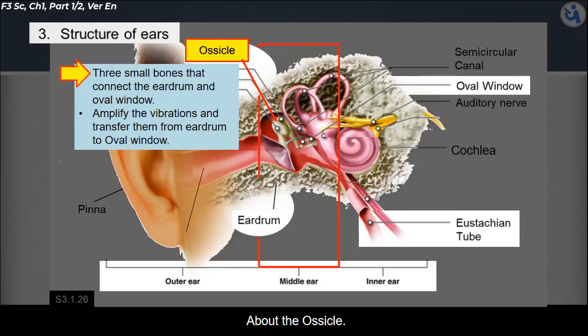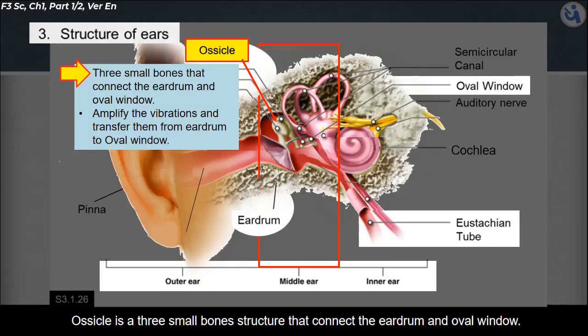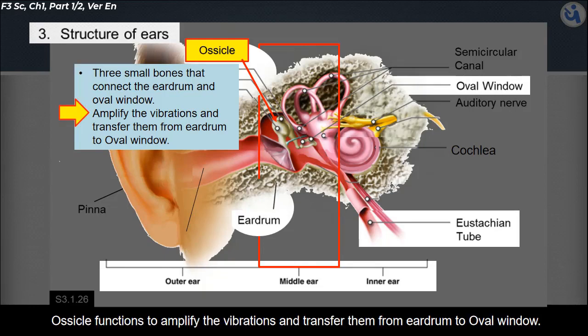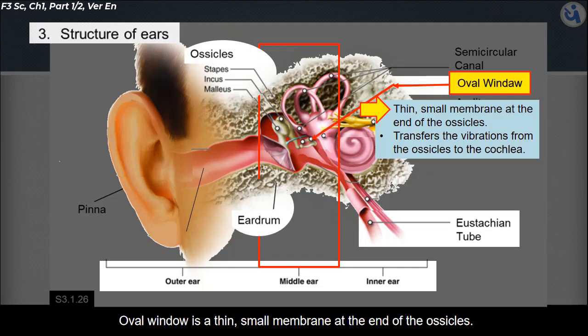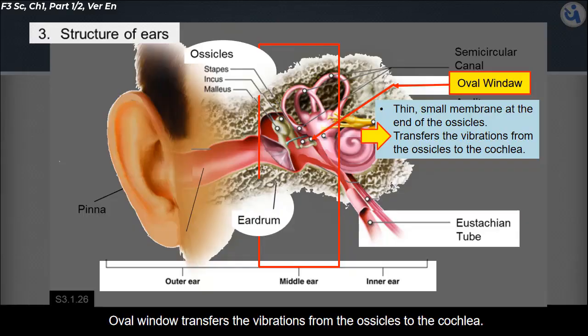About the ossicles. The ossicles are three small bones that connect the eardrum and the oval window. Ossicles function to amplify the vibrations and transfer them from the eardrum to the oval window. The oval window is a thin, small membrane at the end of the ossicles. The oval window transfers the vibrations from the ossicles to the cochlea.